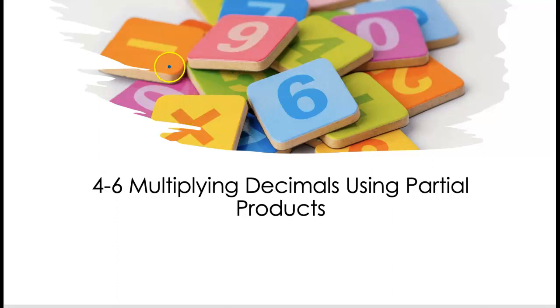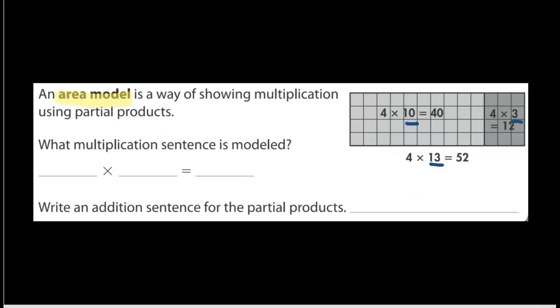All right, guys, this is 4-6. Basically just a reteach of 4-6, multiplying decimals using partial products. This is where we're basically dissecting that multiplication problem of decimals into smaller parts and then adding those partial products to get the end product. So we're going to start with some review.